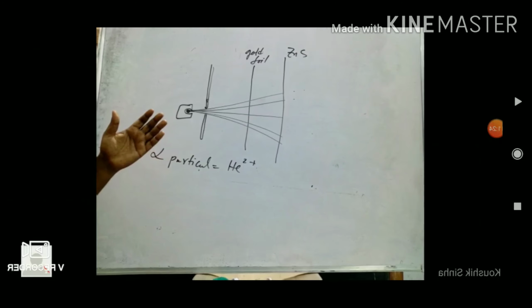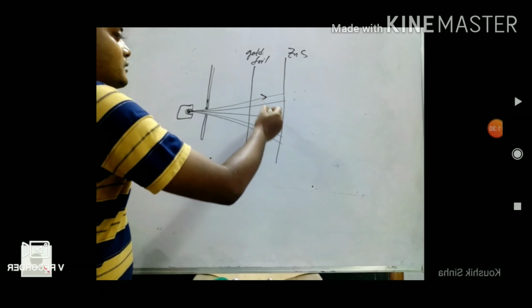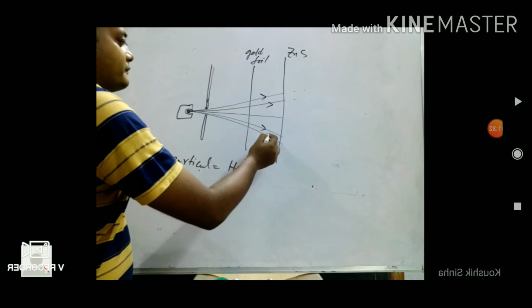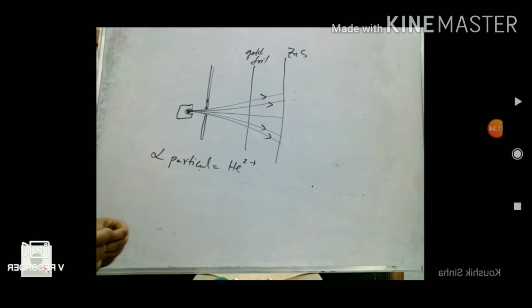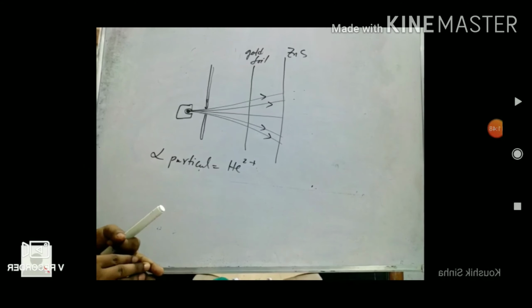Now, what are the observations? First observation: most of the particles pass through the gold foil without any deflection. Now what is the conclusion? This indicates that most of the space in an atom is empty. If a particle does not collide with anything, then it will not deflect.